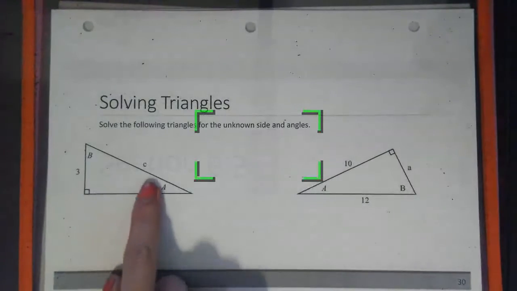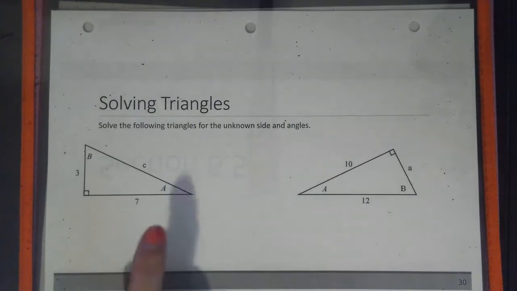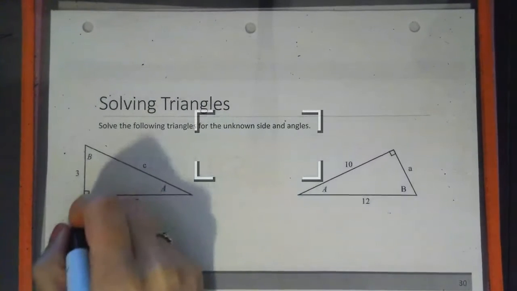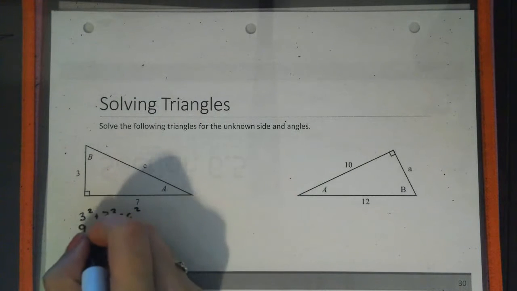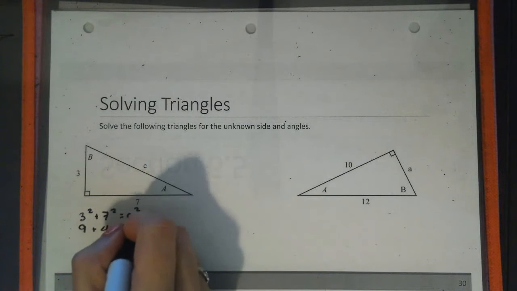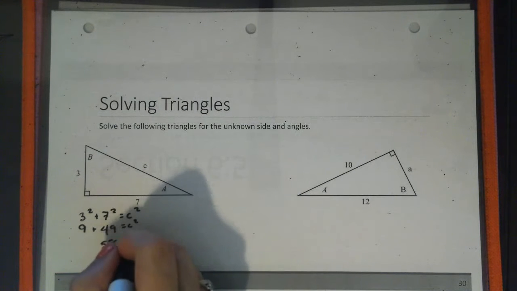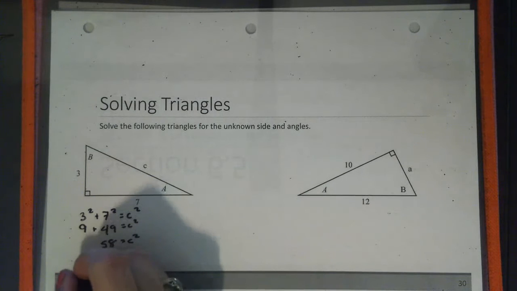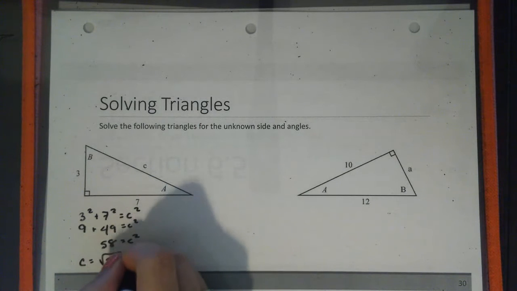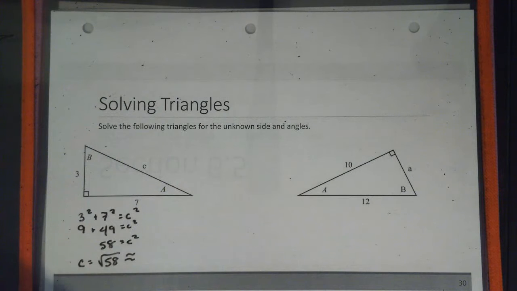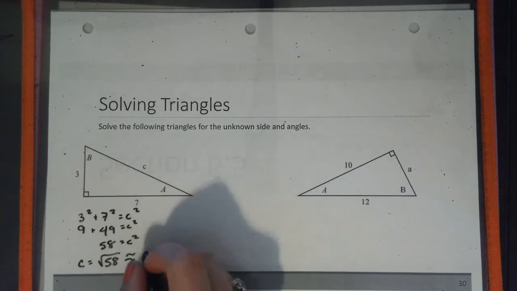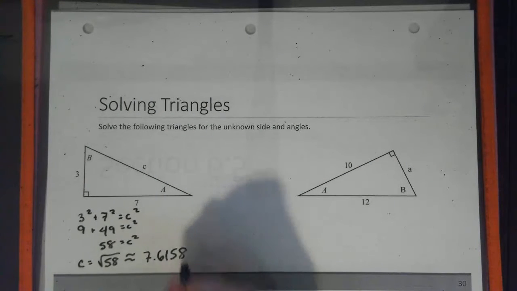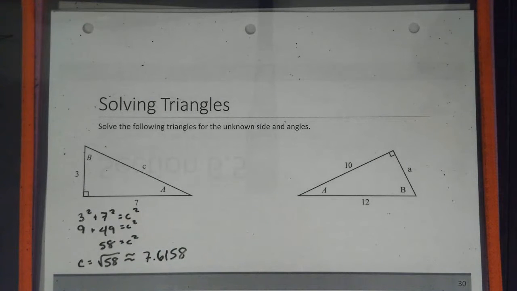So in this first one, it looks like I need to solve for side C, because it's a right triangle, that's my hypotenuse. So I can do 3 squared plus 7 squared equals C squared. So 9 plus 49 is equal to C squared. That's 58 for C squared. So C is the square root of 58, which is about equal to 7.6158. So that solves for side C. Now we need angle A and angle B.